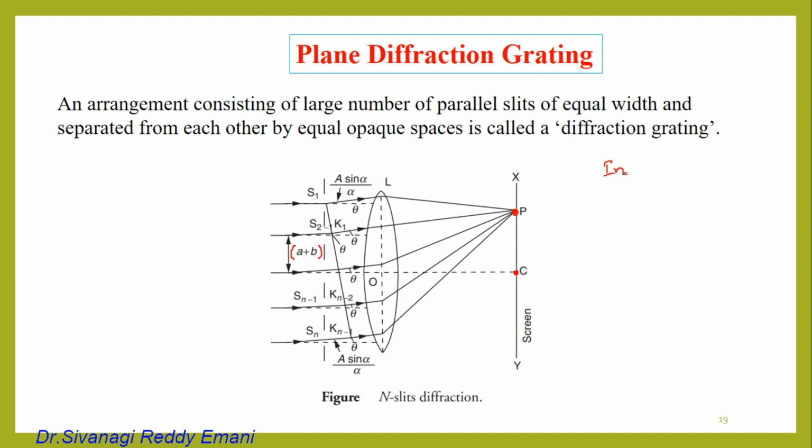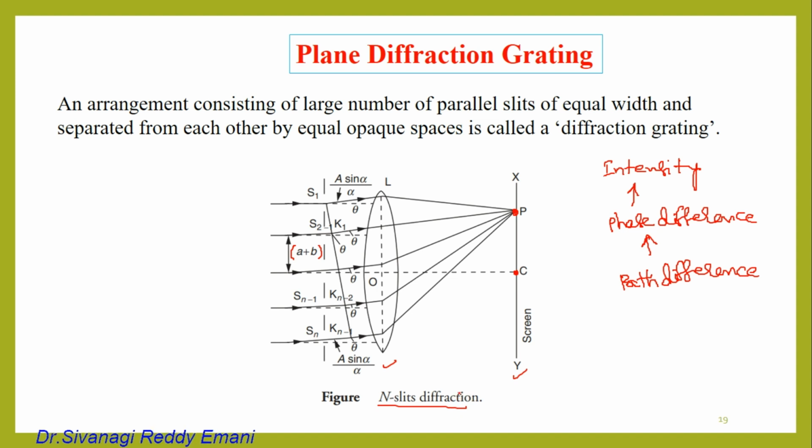Finally, what we are supposed to get is the intensity. In order to get the intensity, we have to get the phase difference. For the phase difference, we require a path difference. Here we have a grating, a lens and a screen. These are the things we require for the analysis. It is an N-slit diffraction as well as a plane diffraction grating, we can say. Here we will consider a single slit, and its amplitude we can write directly as A sin alpha by alpha. Then we will consider the contribution of the remaining slits, and we will summarize.